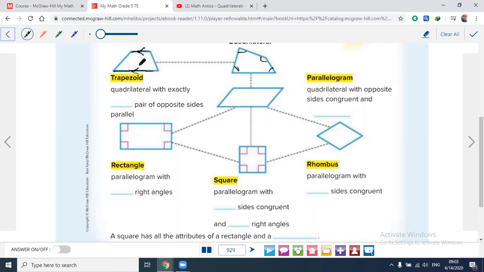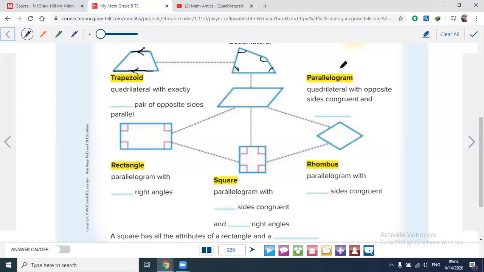These lines are called parallel, and the other lines are not parallel. As you see, if we extend those 2 lines, they will meet at a point. So the trapezoid has only one pair of parallel lines. Its 2 opposite sides are parallel.